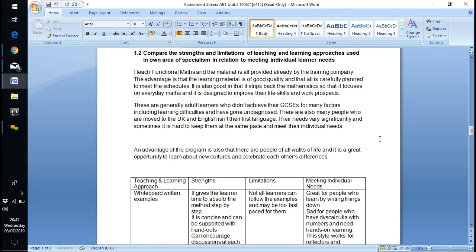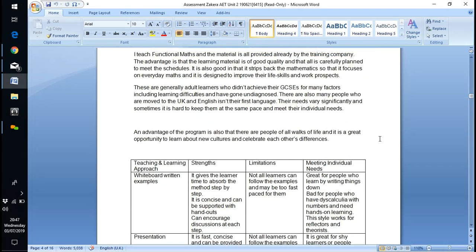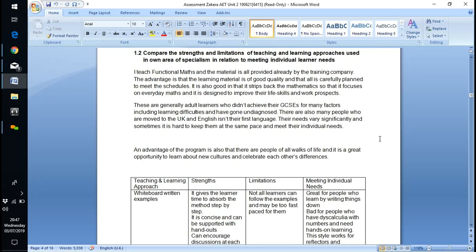Compare the strengths and limitations of teaching and learning approaches using your own area of specialism. Now, you're teaching functional maths, yeah? So you're using preset material? Yes, that's the problem I've got. I mean, obviously, I can set up demonstrations and things, but generally the lesson plan is quite rigid.